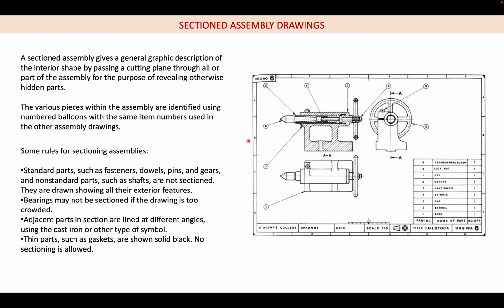Some rules are there. Standard parts like fasteners, screws, nuts, bolts, pins, gears, and some non-standard parts like shafts. When the cutting plane passes through the axis of the shaft, we are not going to section the shaft. Whereas when it passes perpendicular, showing the cross section, when the cutting plane passes through the cross section of the shaft, that time we are going to section it.